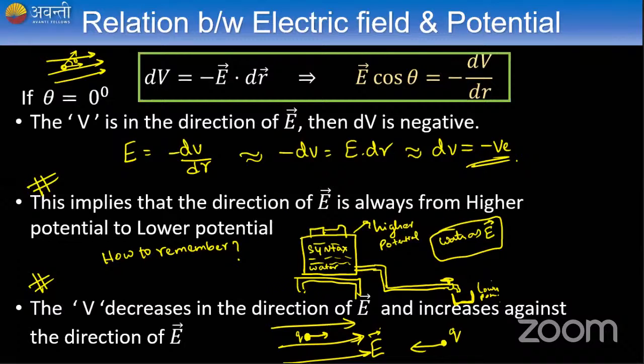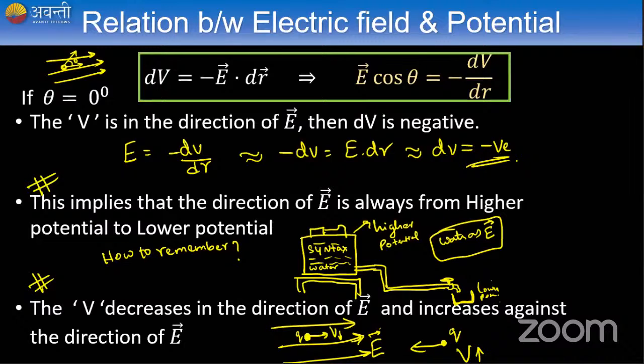So what can we conclude from here? Along the direction of electric field, my potential decreases. Against the direction of my electric field, my potential increases. Okay. Remember this. Along the direction of electric field, my potential decreases.